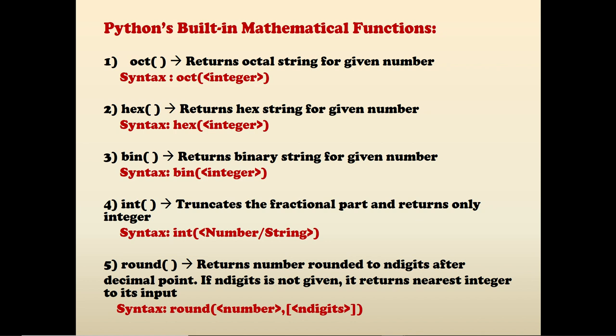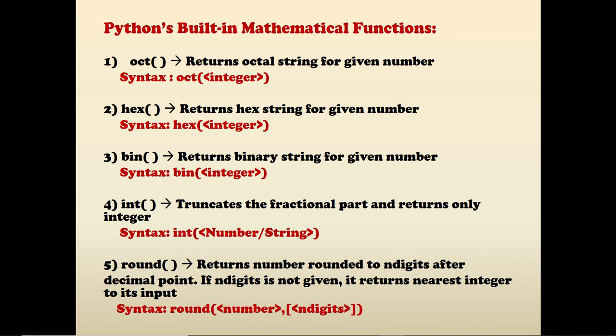The explanation given here is that it truncates the fractional part and returns only the integer. You also know that you can pass a string. If you give only numbers within the quotes, that will also be converted into an integer. And then the round function, which we have already used here and there. Let us understand it more clearly. It reads: returns number rounded to n digits after the decimal point. So round is a function which takes 2 arguments, the number and n digits.